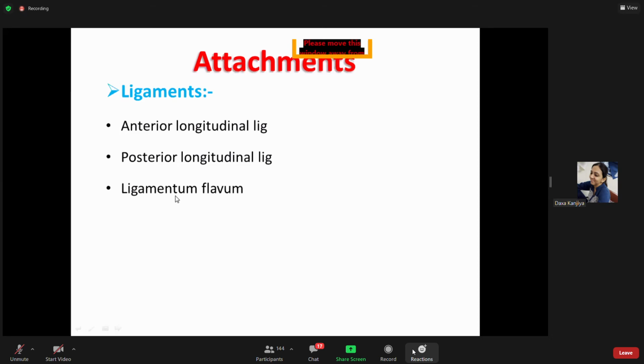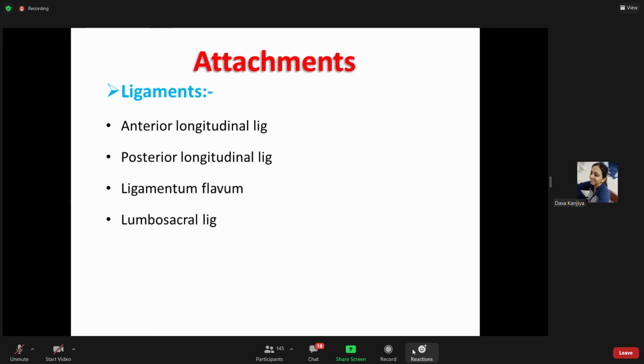What is the attachment of ligamentum flavum? Yes, it is attached to the inner aspects of the laminae of two vertebrae. These are known as ligamentum flavum. I will show you the figure again in the sacrum. So this ligament remains the same.